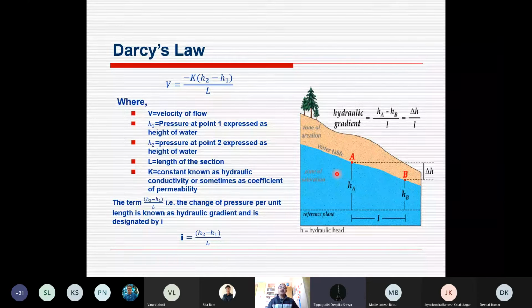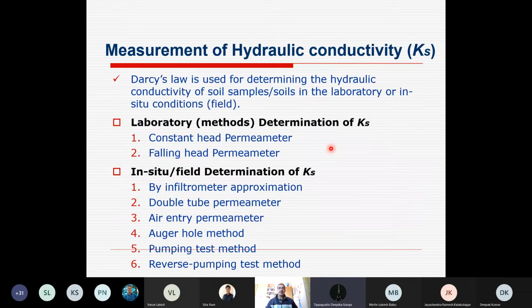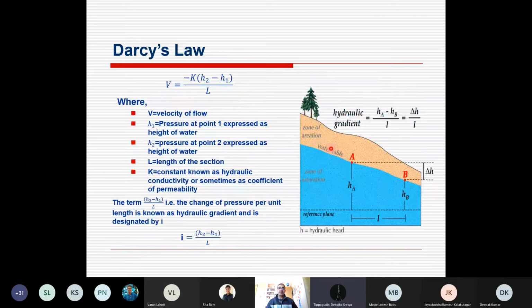An important aspect is Darcy's law. So Darcy's law gives an idea about saturated hydraulic conductivity. Or proportionality constant in Darcy's law is saturated hydraulic conductivity or hydraulic conductivity. Any query about this? No, sir. Anybody? It's clear.